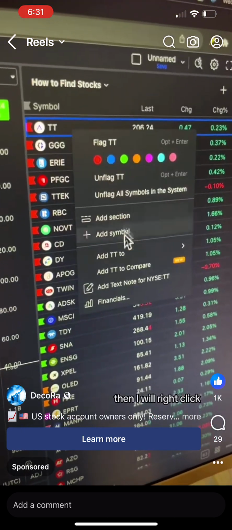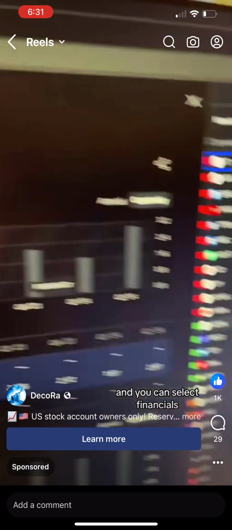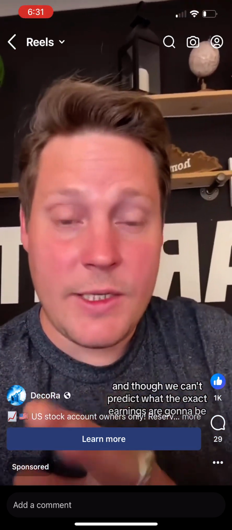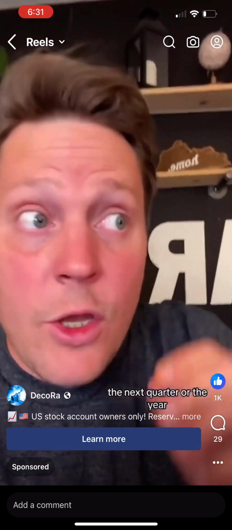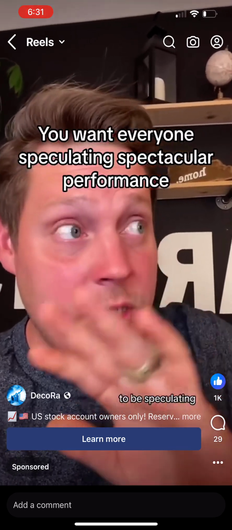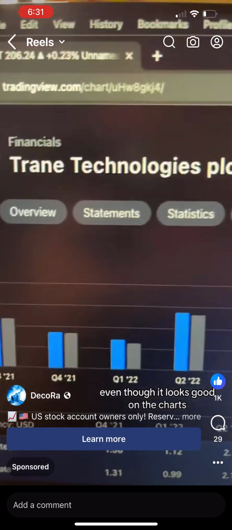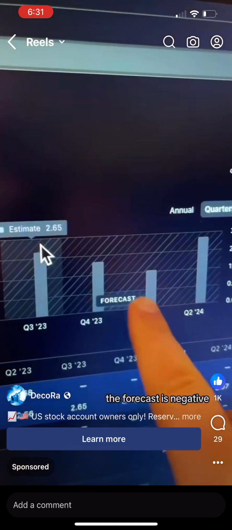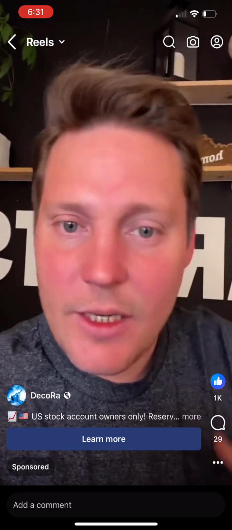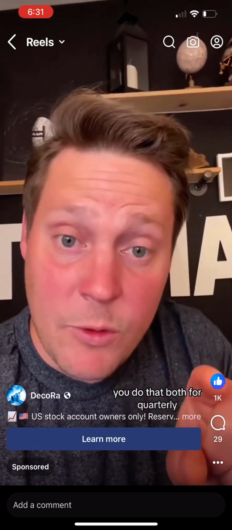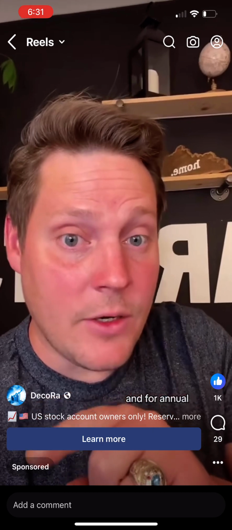Then I will right click and you can select financials, and here we're going to start with earnings. Though we can't predict what the exact earnings are going to be the next quarter or the year, you want everyone and fund managers to be speculating that they're going to go higher. So when we look at TT, even though it looks good on the charts, the forecast is negative. Cut it. GGG, all flat. Cut it. You do that both for quarterly and for annual.